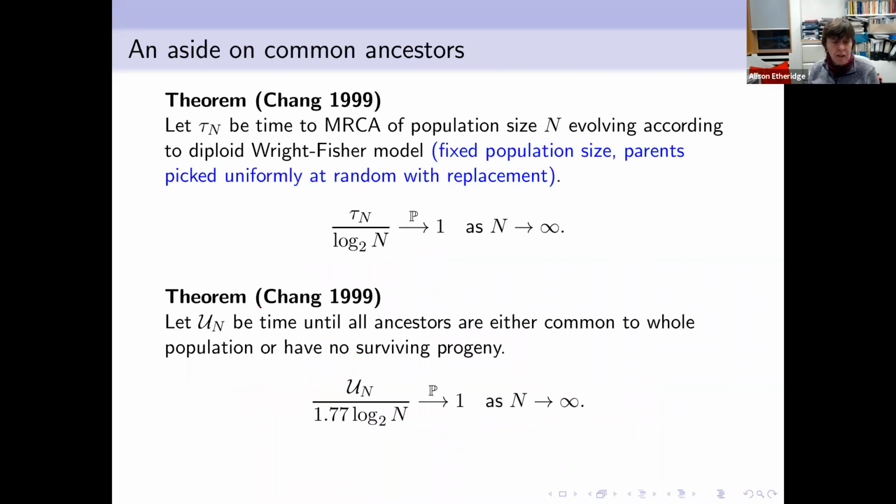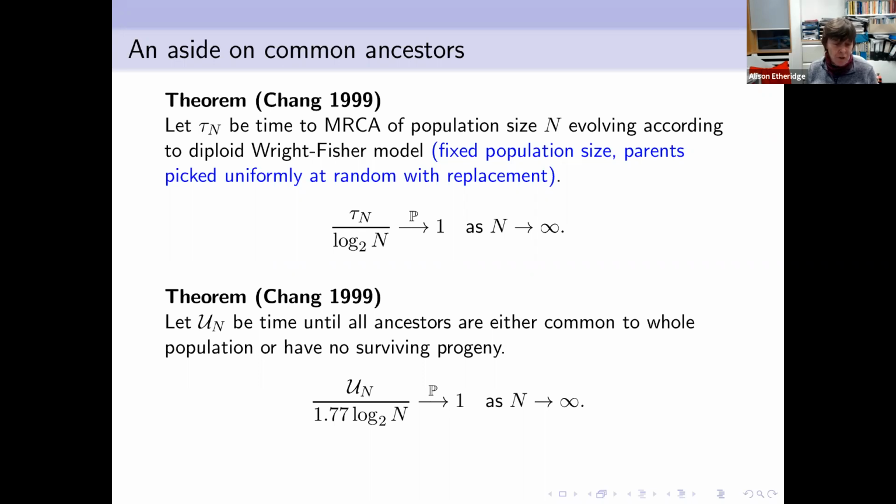And there's a nice result on that due to Chang. So this dates back to 1999. And what Chang says is that the most recent pedigree ancestor of a population of size n is, with probability tending to 1 as n tends to infinity, just log 2n generations ago. And it's an even cuter result, which says that if I trace back 1.77 log 2n generations, then everybody in the ancestral population is either a pedigree ancestor of everybody in the current population or of nobody in the current population. So it's a remarkably tight result.